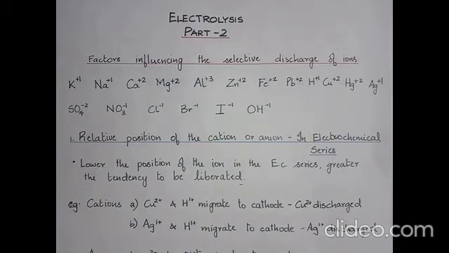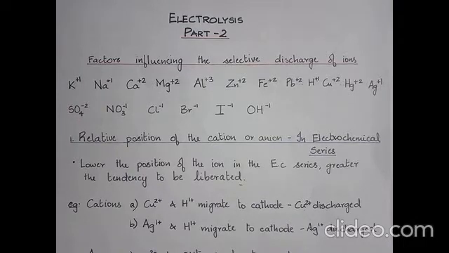Hello students, hope you have gone through the first part of electrolysis in which I have explained up to the electrochemical series and just introduced selective discharge of ions. What is selective discharge of ions? The preferential discharge of ions present in an electrolyte at the respective electrode is known as selective discharge of ions.